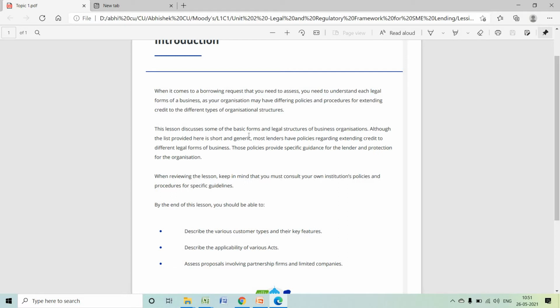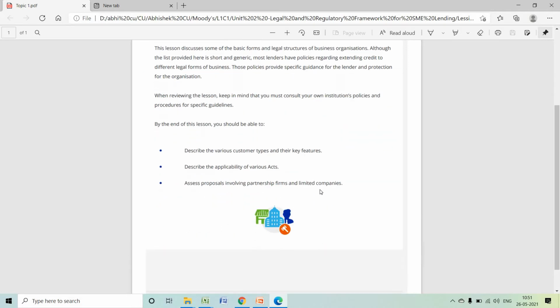Now, this lesson discusses some of the basic forms and legal structures of business organizations. Although the list provided here is short and generic, most lenders have policies regarding extending credit to different legal forms of business. These policies provide specific guidance for the lender and protection for the organization. When reviewing the lesson, keep in mind that you must consult your own institution's policies and procedures for specific guidelines.